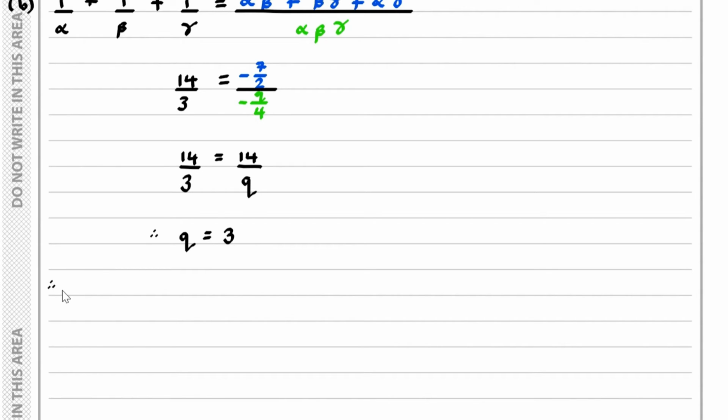And so therefore, for our cubic equation, we have 4x cubed plus 12x squared minus 14x plus 3 equals 0.